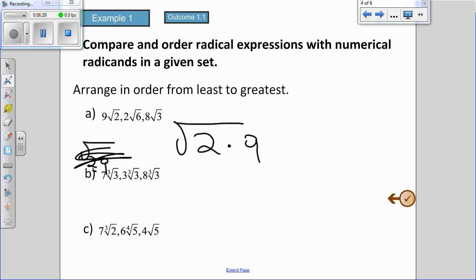But that doesn't work. What do we have to do? What else do we have to do? Square the 9. We got to square the 9. So since we brought that 9 underneath the square root sign, we need to square it.